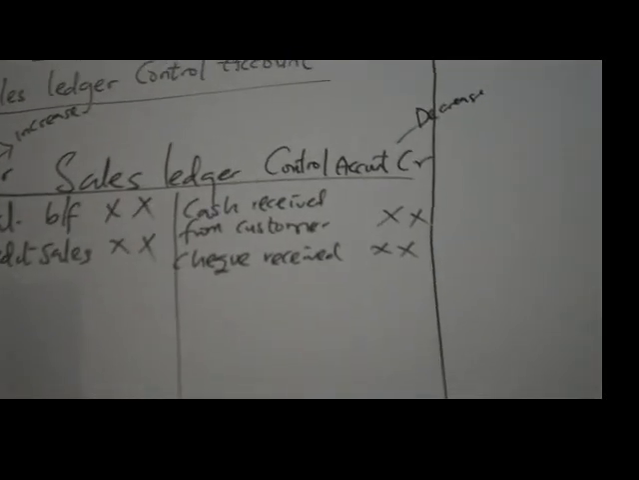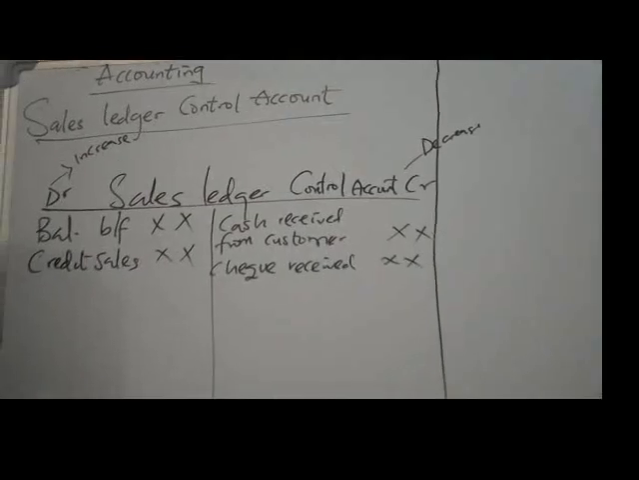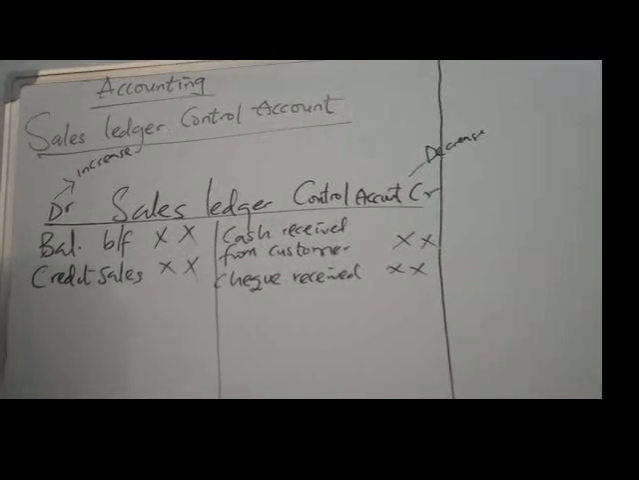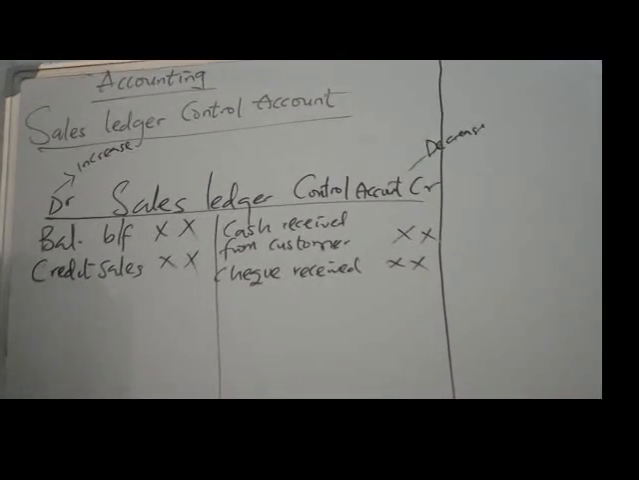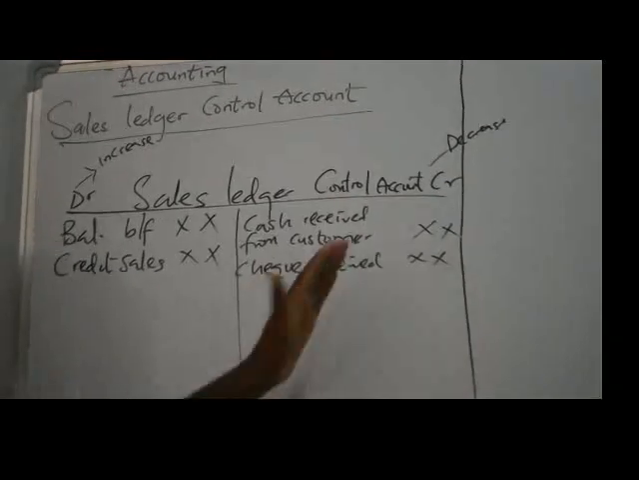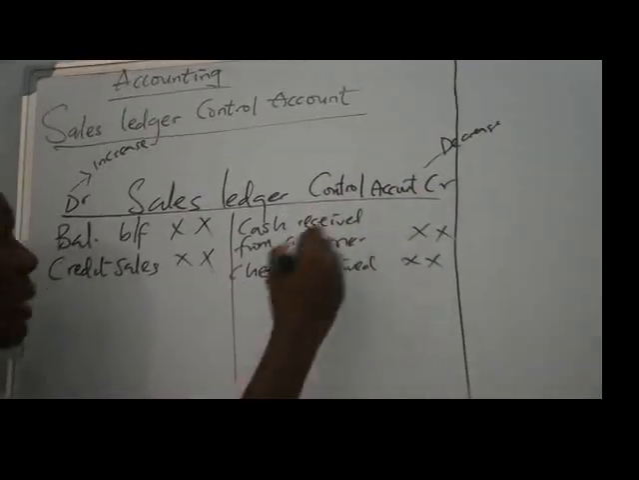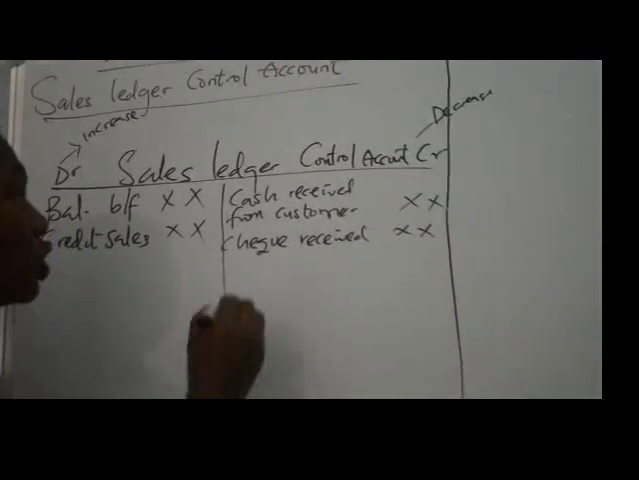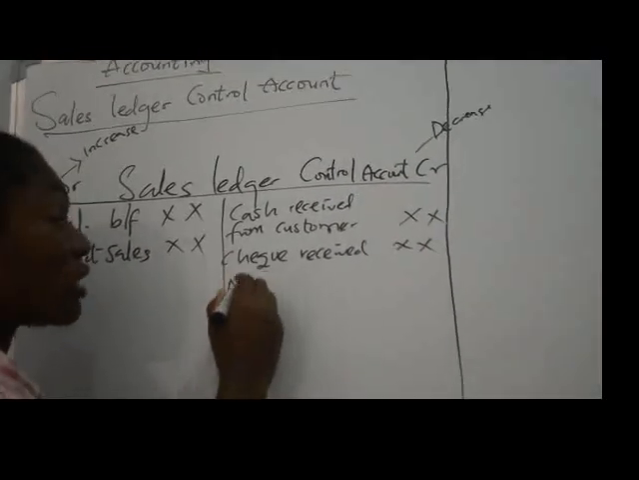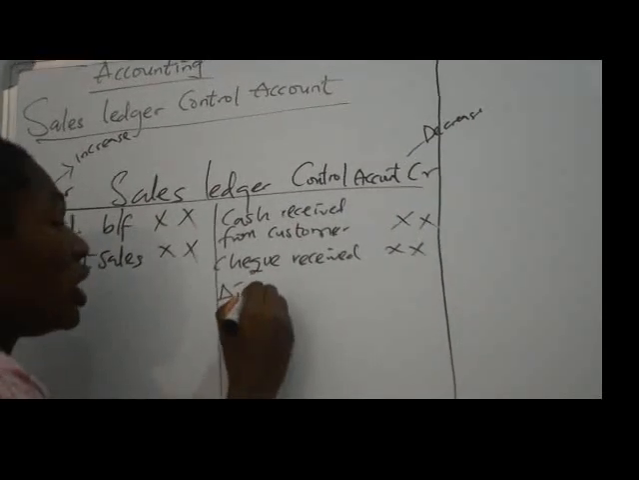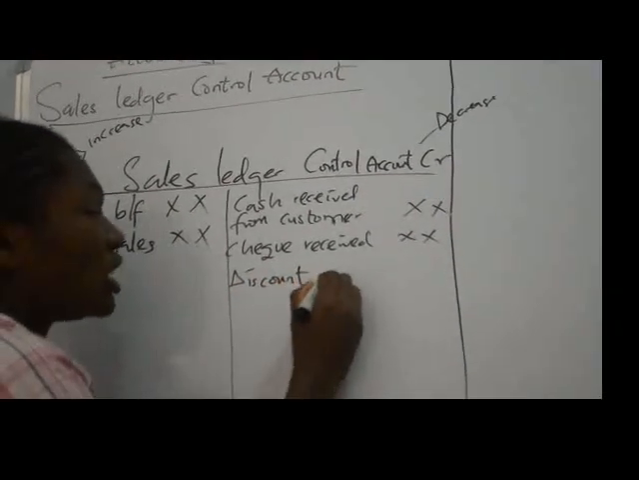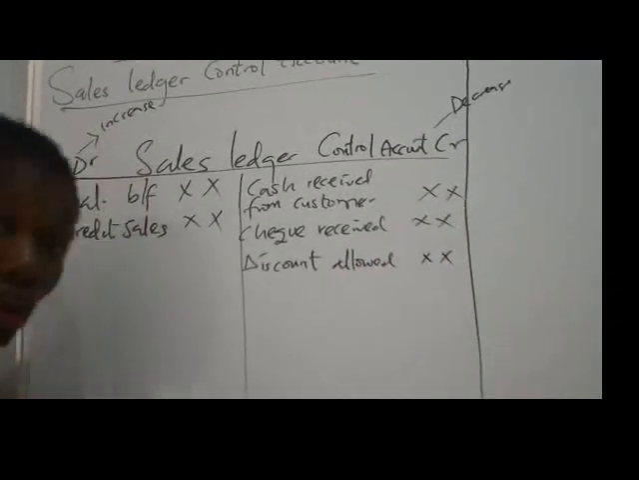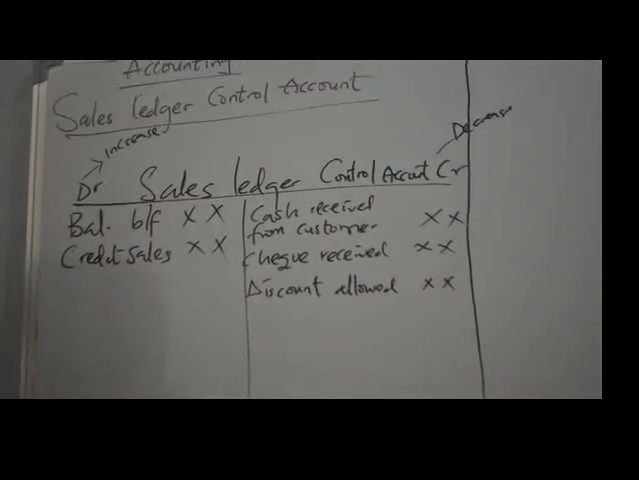Now when a customer buys in bulk or pays on time, it's a normal custom for the business to give discounts, and discounts will reduce the money owed to the business. So that same format I told you: everything that will decrease the amount owed will be credited. So the discount received, or discount allowed, sorry, since it's sales, we only have discount allowed. Discounts are allowed to customers, and this will also reduce their debt.